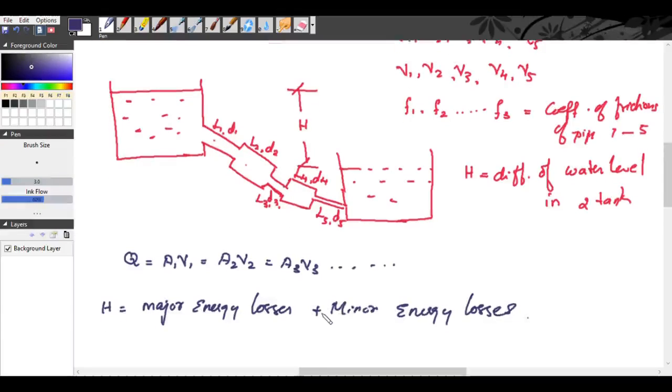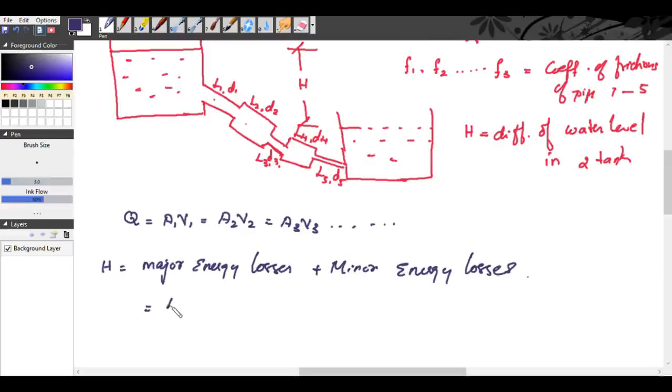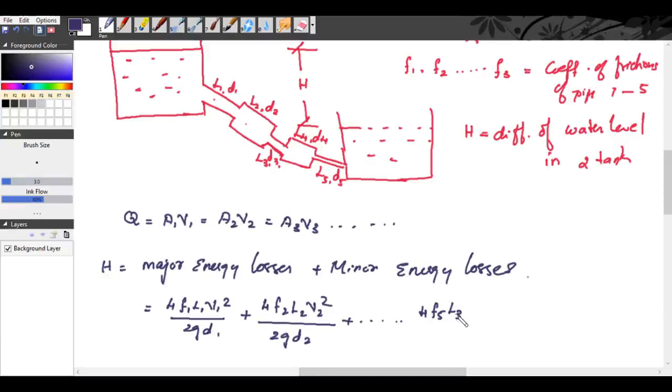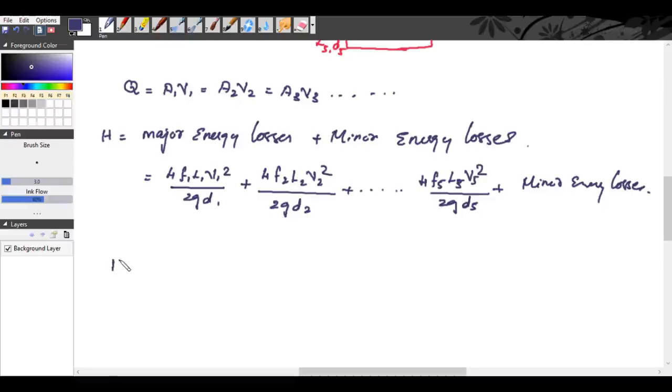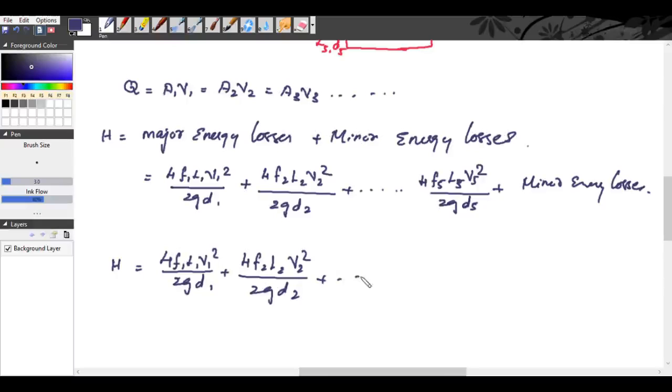So major energy losses, we can use the Darcy-Weisbach formula, that is 4 F1 L1 V1 square by 2G D1 plus 4 F2 L2 V2 square by 2G D2 up to the fifth pipe, 4 F5 L5 V5 square by 2G D5, plus we have minor energy losses. And if these minor energy losses are neglected, we have the major energy losses as H equal to 4 F1 L1 V1 square by 2G D1 plus 4 F2 L2 V2 square by 2G D2 plus and so on up to the fifth pipe, 4 F5 L5 V5 square by 2G D5.